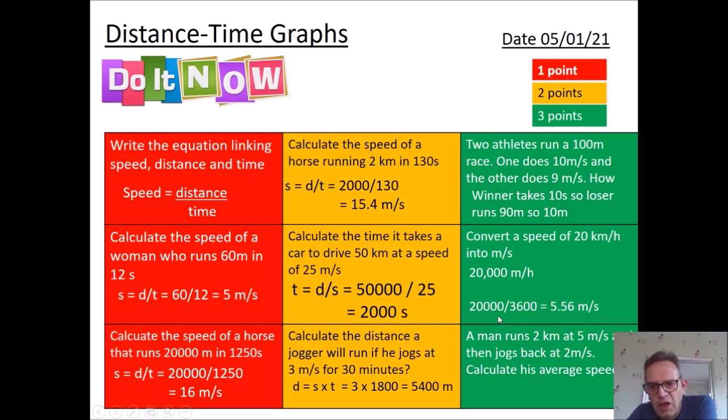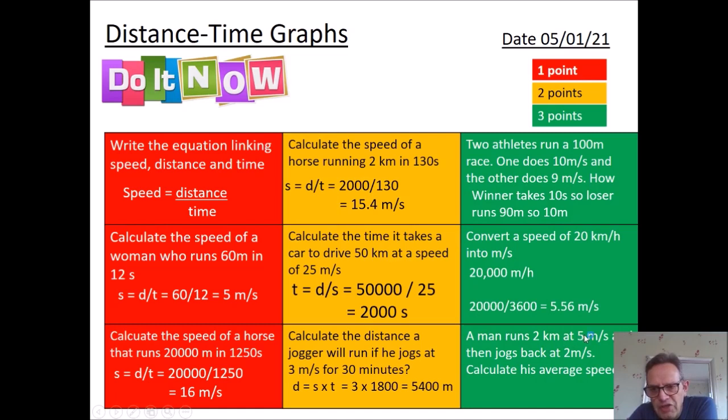Okay, that's a pretty hard question there, though. Even for GCSE, a lot of GCSE students would find that quite hard. So a man runs 2 kilometres at 5 metres per second and then jogs back. Calculate his average speed. This is a classic trick question.